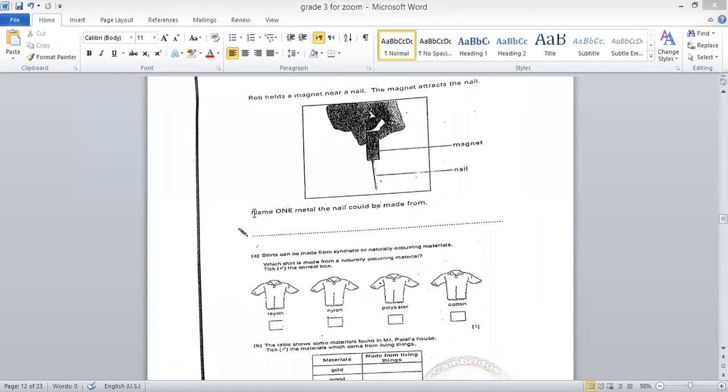Someone holds a magnet near a nail. The magnet attracts the nail. Name one metal the nail could be made from. Any magnetic material means iron, steel, cobalt, nickel. So the answer will be, for example, iron.